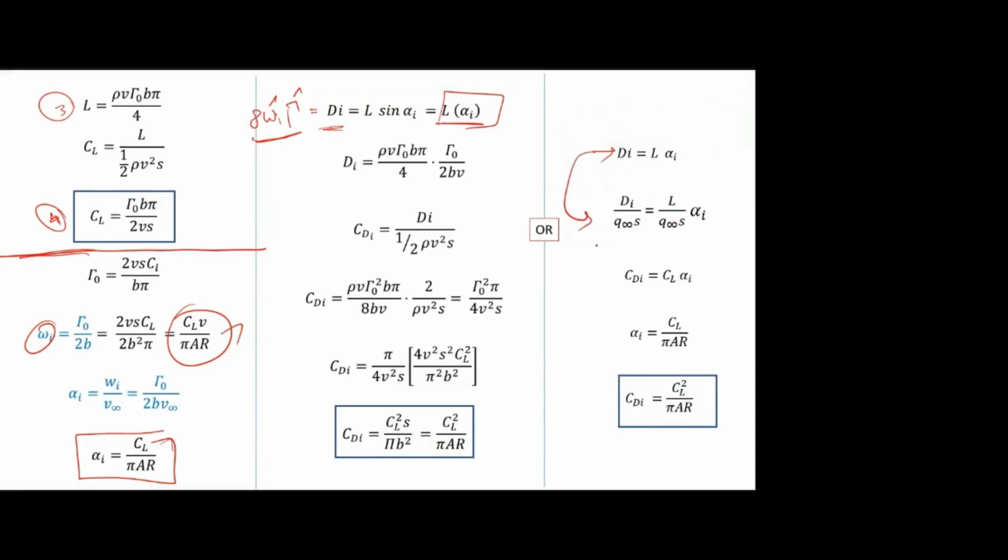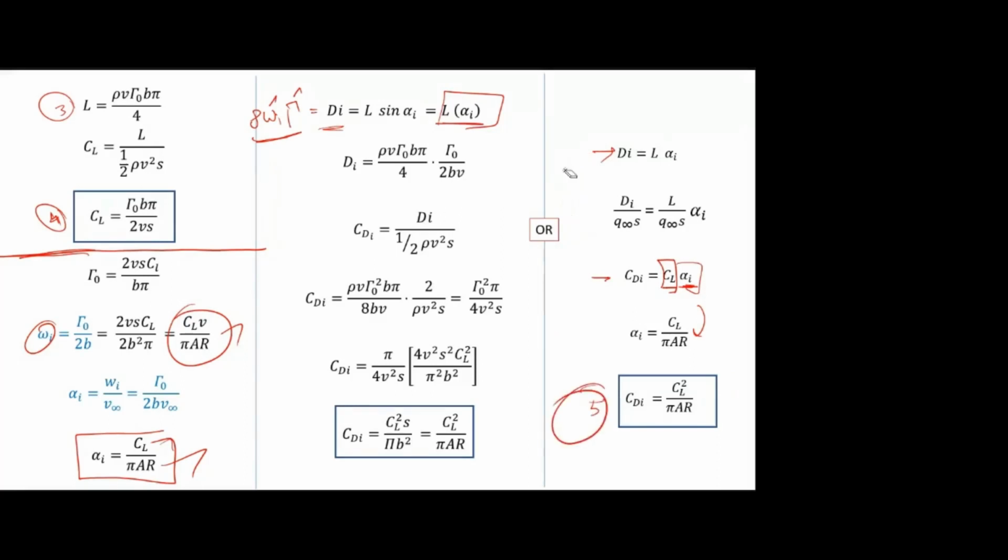What I need finally is CDI. So divide by q infinity S on both sides. So I am getting CDI is equal to CL alpha I. CL is okay, because finally I need CDI in terms of CL only. So this term I am keeping straight, and instead of alpha I am substituting this term we found here, CL divided by pi AR. Substitute, we will get CL square divided by pi AR. This is the final term.